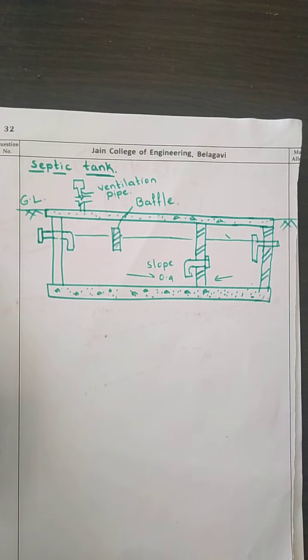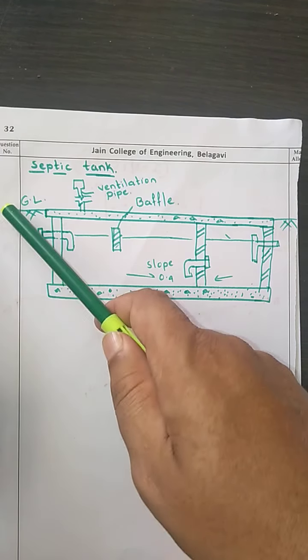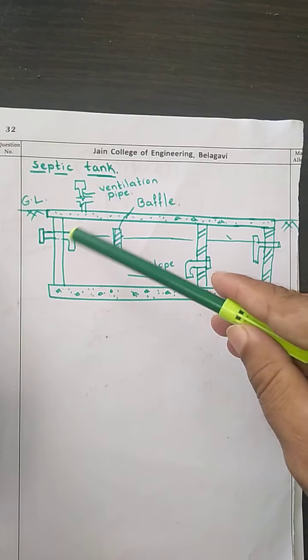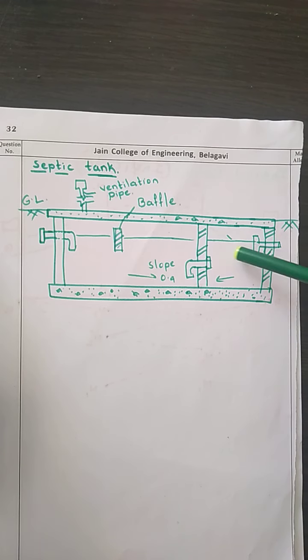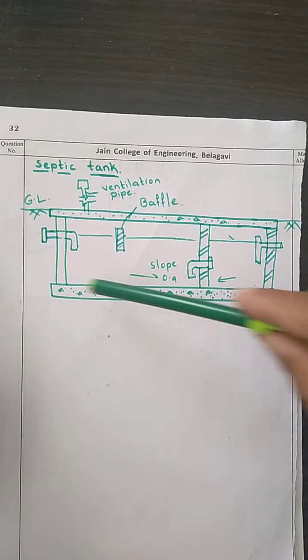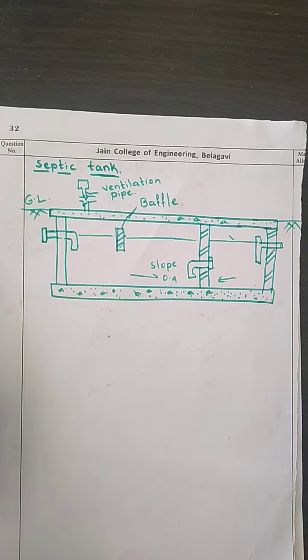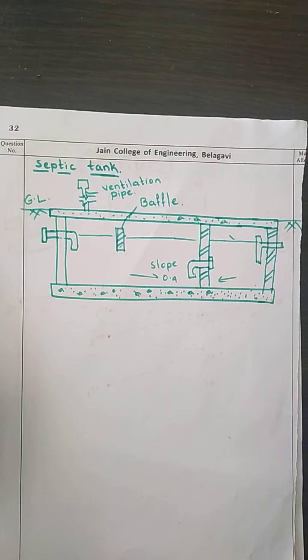As the wastewater comes inside and the water level rises, the water will come outside and be continuously flowed down, but the sludge is going to settle down at a slope of around 0.4. Now we will talk regarding the sludge withdrawal. In the case of the septic tank, the sludge withdrawal is normally once in 2 to 3 years.